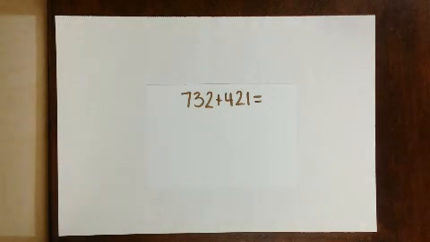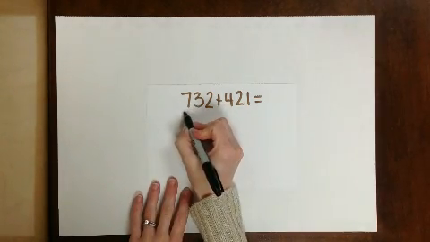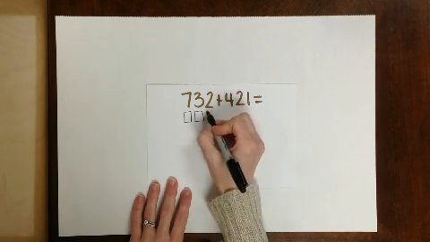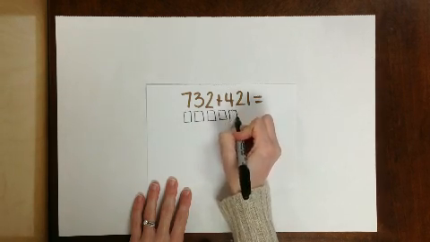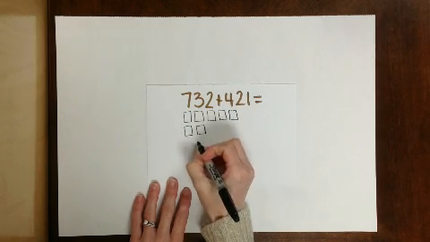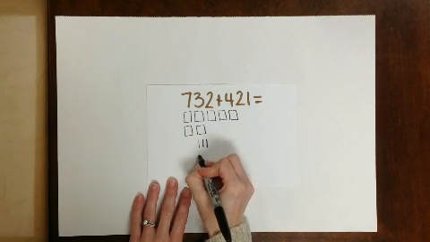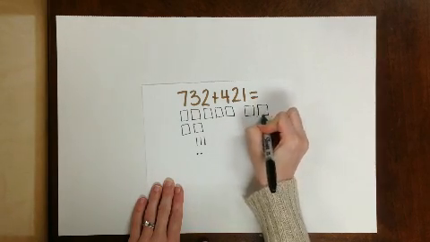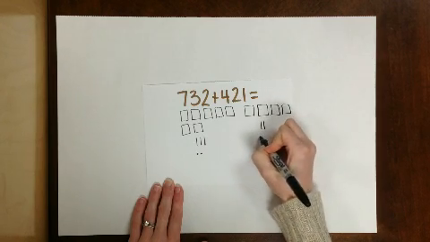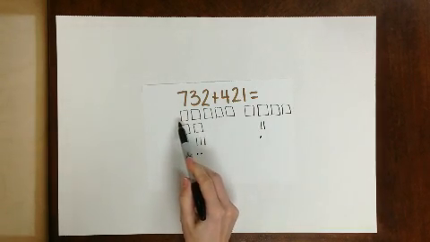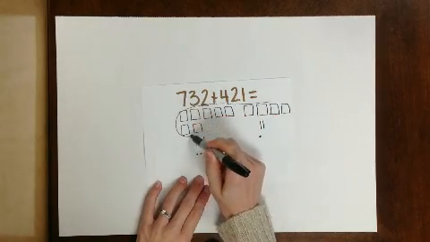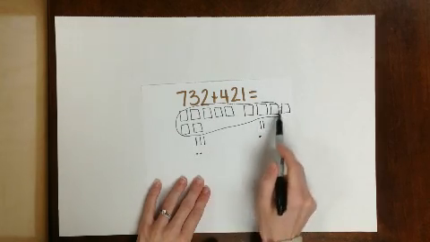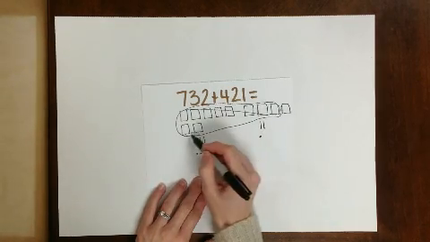Sometimes when you add 3-digit numbers, it is necessary to compose the 100s into a 1,000. For example, in 732 plus 421, we have 732, and we add 421. We have 700, but if we added 300 more, we would have 10 groups of 100, which equals 1,000.